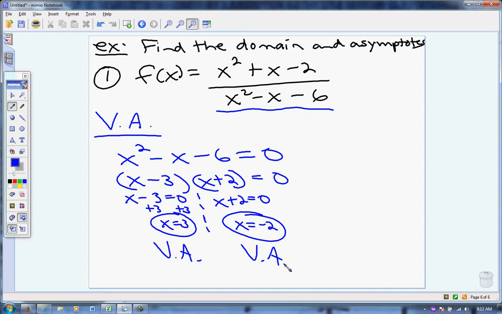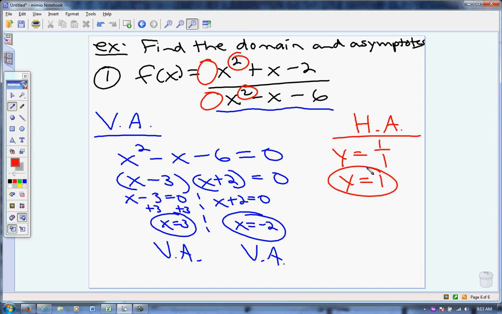Aren't those also places where x cannot exist, or where the function cannot exist? Those are places, if we're looking at domain, okay, x cannot equal those two numbers. All right? Now, how about the horizontal asymptote? Well, in this case, it's easier, isn't it? Aren't the top and bottom powers the same? Both of these powers are the same, so I look at my coefficients, which are 1 over 1. So the horizontal asymptote is y equals 1.